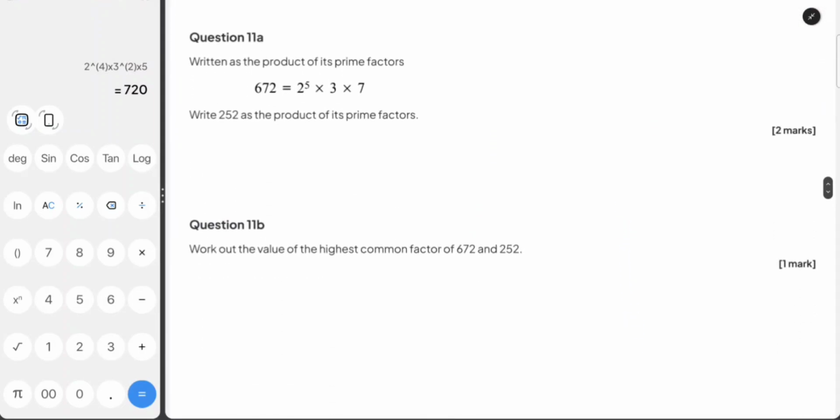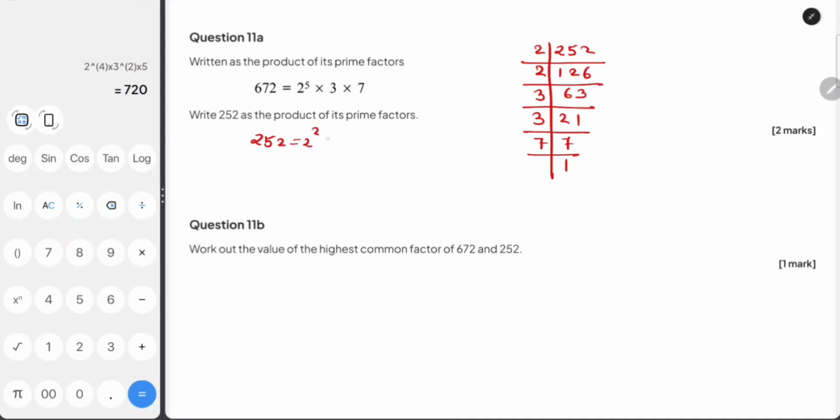See the 11th question, written as the product of the prime factors, that's prime factorization. Write 252 as a product of its prime factors. So 252 divided by 2 will be 126, divided by 2 is 63. It's divisible by 3, so you'll get 21. 21 again divisible by 3, so you'll get 7. 7 ones are 7. So this 252 can be written as 2 raised to 2, 3 raised to 2, there is no 5, and 7 raised to 1.